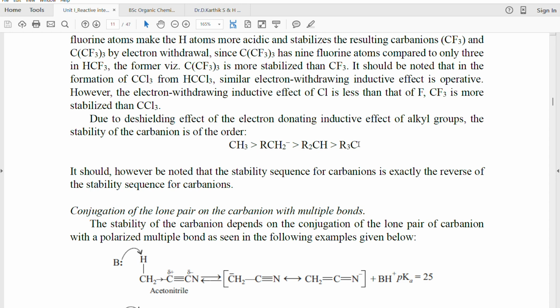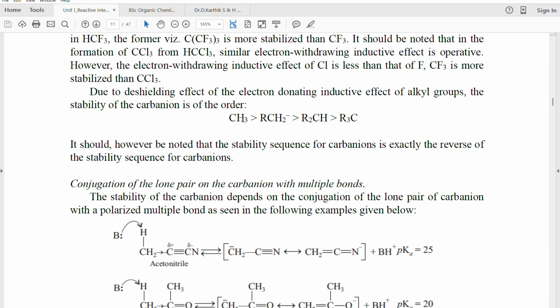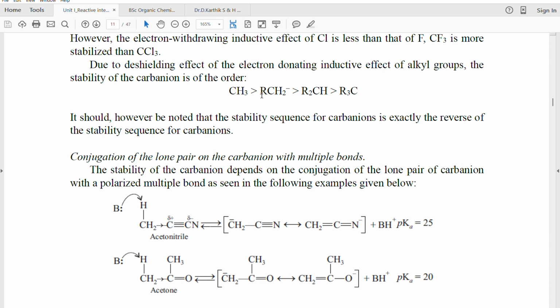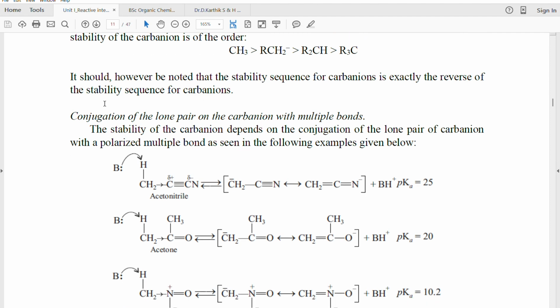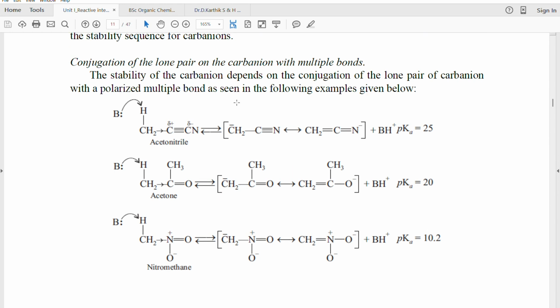In carbocation, the tertiary carbocation is the most stable, but in carbanion, the tertiary carbanion is the least stable. The most stable is the methyl carbanion, without any functional group, without any alkyl group. So it's based on the inductive effect. And next is the conjugation of the lone pair on the carbanion with multiple bonds. So this conjugation effect plays a very important role.